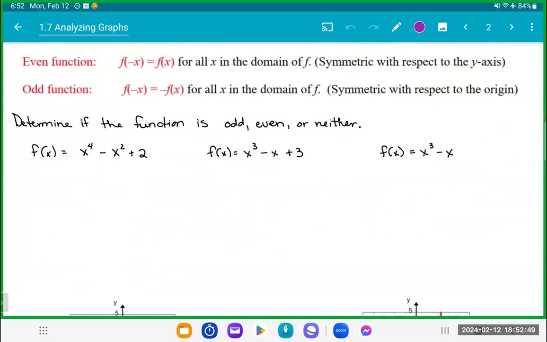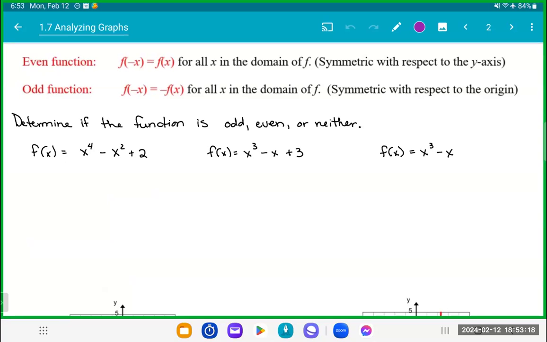Okay. So the next thing we will talk about is whether a function is odd or even. We want to identify when a function is even and when a function is odd, because that also helps us when it comes to graphing our functions, right? So an even function is going to be symmetric with respect to the y-axis, and an odd function is going to be symmetric with respect to the origin.